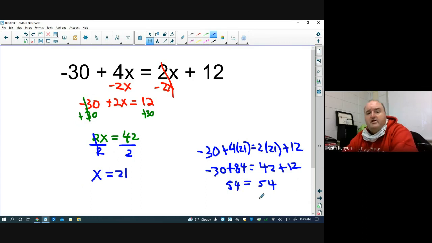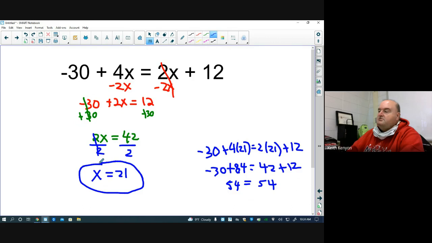So that shows one of the examples of why you want to check your work. Make sure you got it done right. In which case I did a good job of solving the equation, but a bad job of multiplying 4 times 21, so I should have used the calculator.